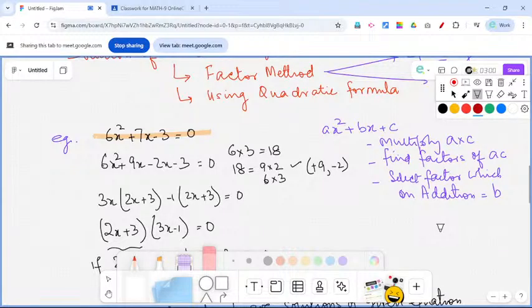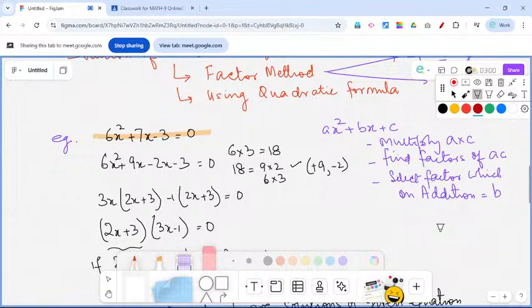Now in this example, ac is: a is 6, c is 3, so 6 into 3 is 18. So ac is 18. Now 18 can have these factors, like 9 multiplied by 2 is also a pair of factors, 6 multiplied by 3 is also a pair of factors. Now which one should I select? If I add 6 and 3, can I get the middle term which is my 7?